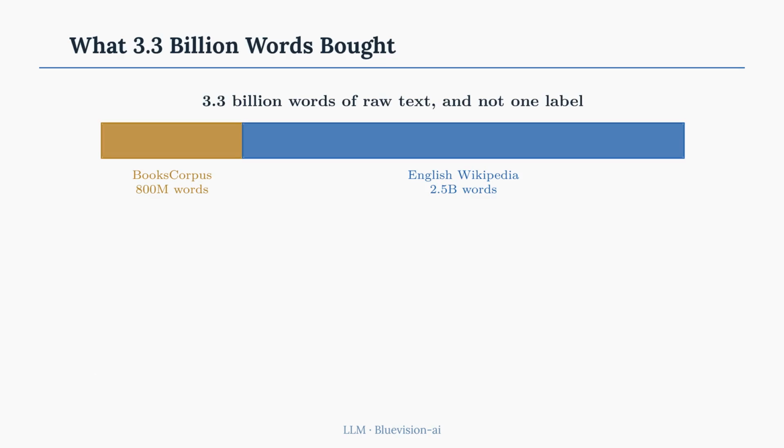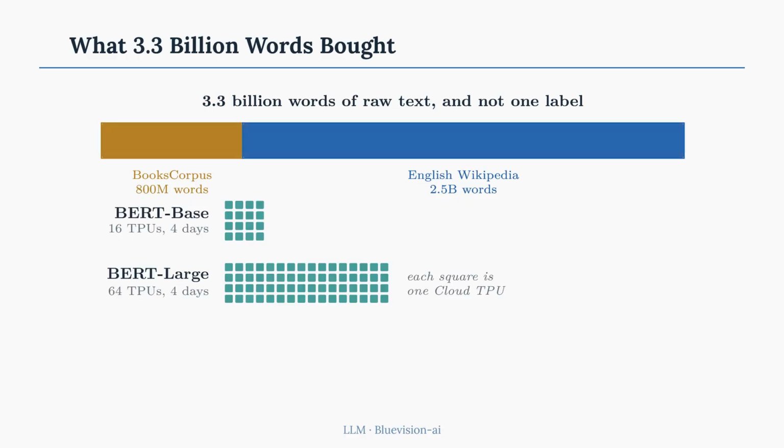Here is what went in. 2 corpora. Books corpus, 800 million words of unpublished books, and English Wikipedia, 2.5 billion. The bar is cut at the real ratio, so you can see at a glance that Wikipedia is about 3/4 of the total on its own. 3.3 billion words altogether. And not one of them carries a label. No annotations, no task supervision, nothing but the masked token signal you were counting 2 slides ago.